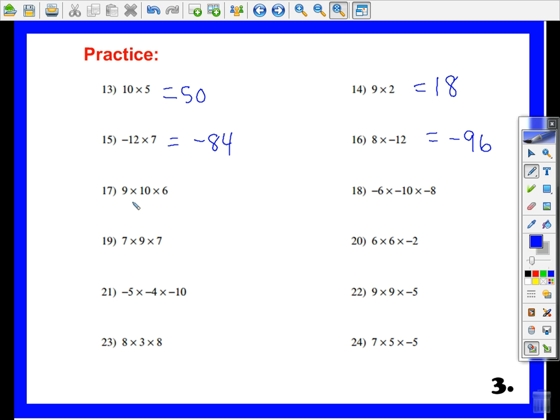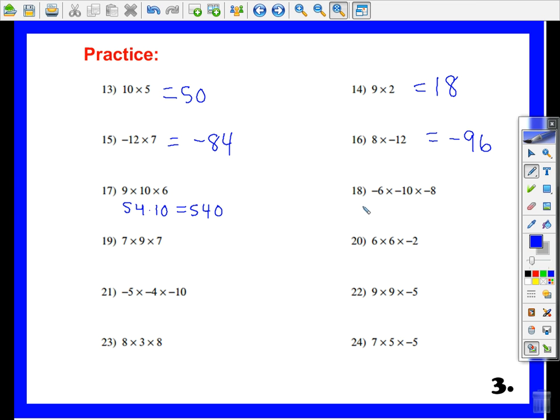Oh, and now we have 3 values. You can use the commutative property of multiplication to rearrange these, or you can just multiply from left to right. I would rather do 9 times 6 is 54, and 54 times 10 is 540. But you could use a different strategy if you'd like.